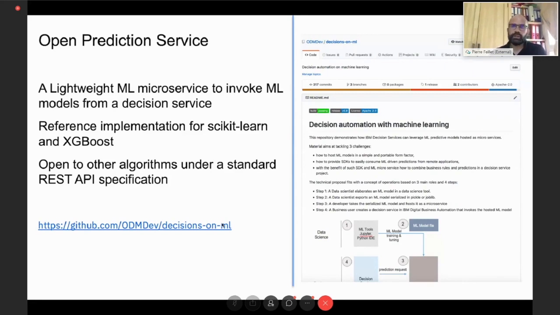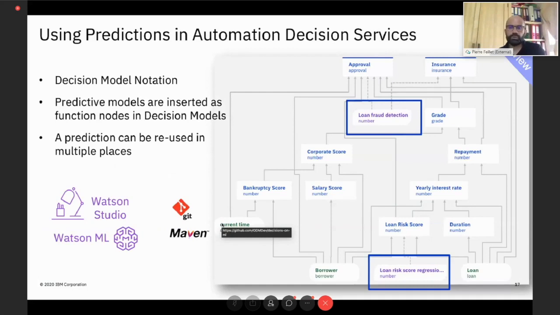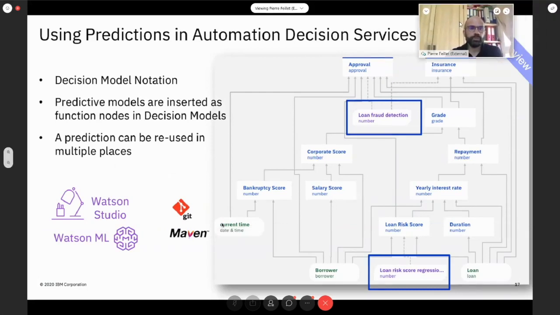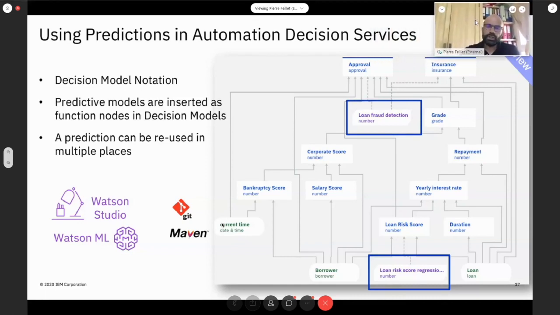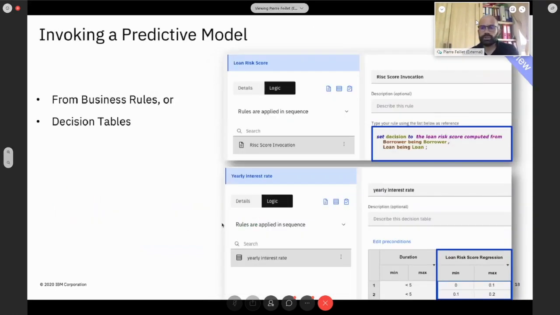We are working currently on a tech preview for decision automation. In a nutshell, we are using Decision Model Notation. You have a sample here on this page, with a standard DevOps integration. And we are working on a kind of native integration from the rules expressed in this decision model with the ML models coming from Watson or coming from what we call an open prediction service.